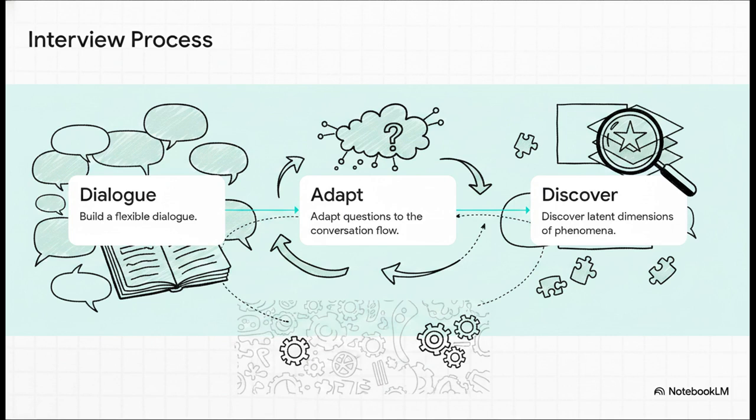Step 2, you don't just act like a robot reading down a structured list of questions. You naturally adapt your questions to the flow of the conversation and the specific responses you're getting. And step 3, by doing all this effectively, you start discovering the latent, hidden dimensions of social and organizational phenomena. You're uncovering the underlying logic behind individual actions that a simple multiple-choice survey would completely miss.